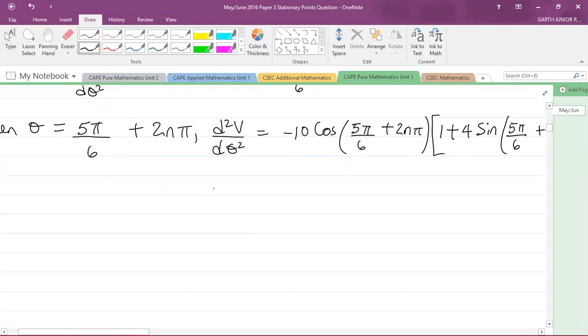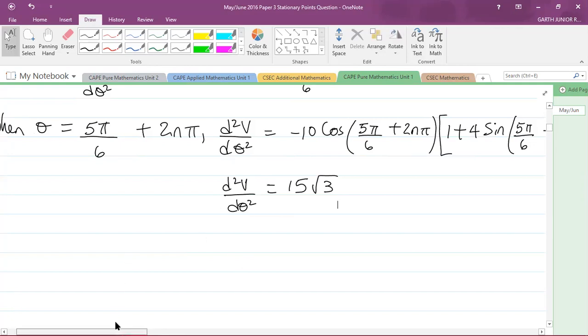So remember, all you have to do is just pick a value for n. When n is 0, we're going to be left with 5 pi over 6. That's one case, that's one solution. So we're going to have negative 10 times the cos of 5 pi over 6 times 1 plus 4 times the sine of 5 pi over 6. And if you do that, you should get a positive 15 root 3, so 15 times the square root of 3. Good. So our value there is positive.